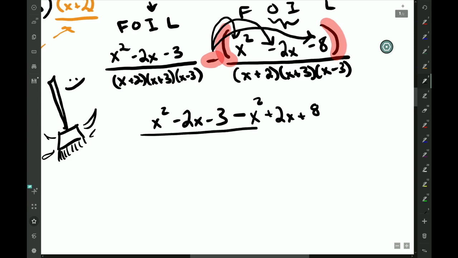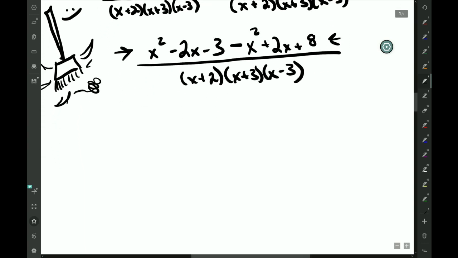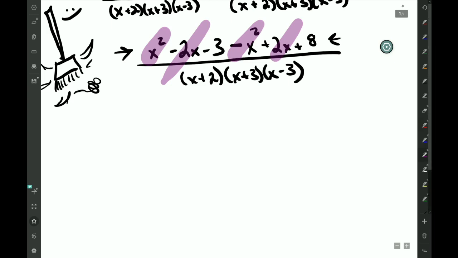all over x plus 2, x plus 3, x minus 3, and almost done sweeping, but we have a little bit more to go. Your boss is like, just one more thing, man. Okay, or girl. Add like terms. X squared minus x squared, they're gone. Negative 2x plus 2x, they're gone. Negative 3 plus 8 is simply 5.